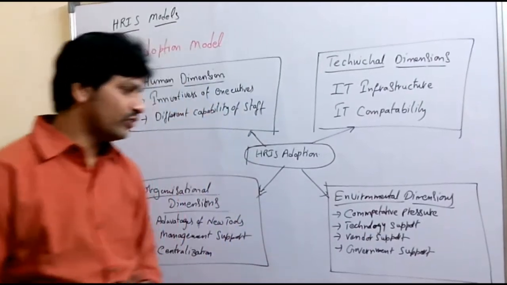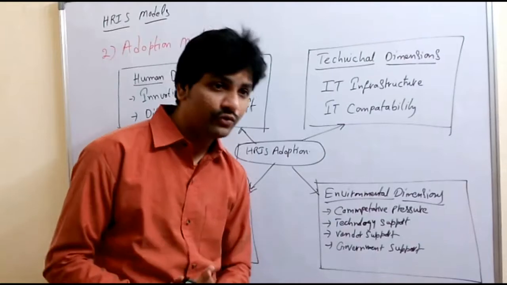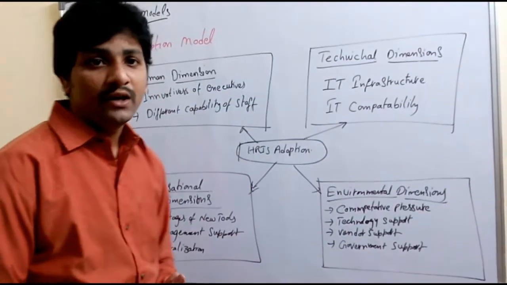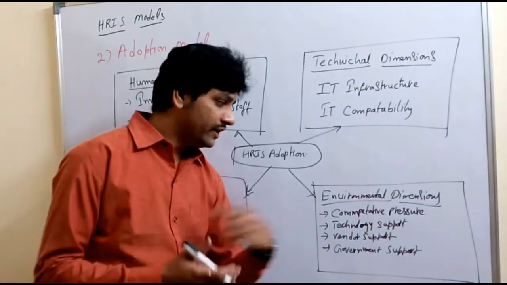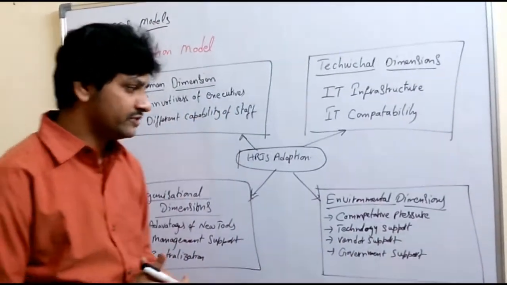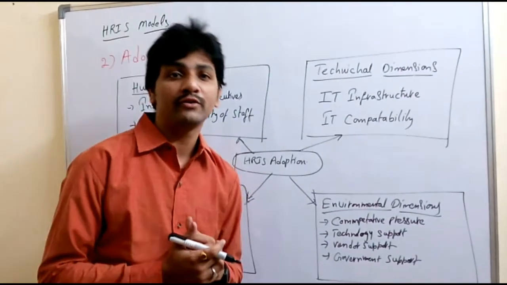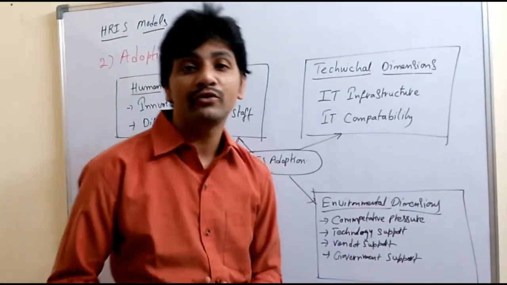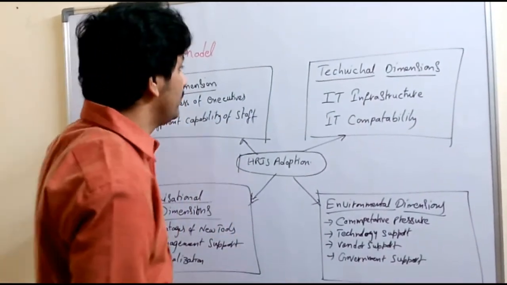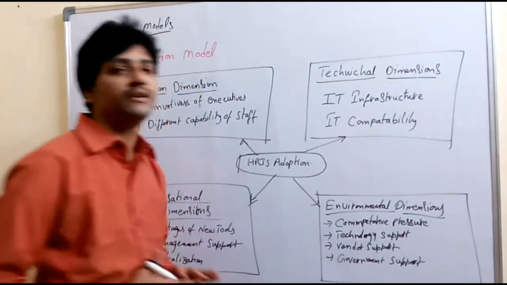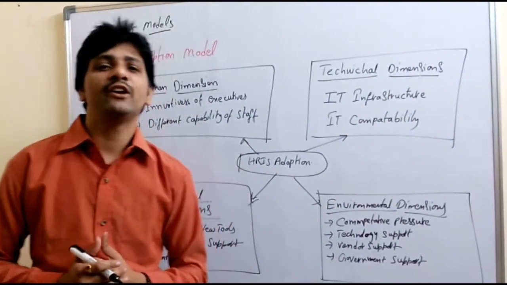Another thing is technology support regarding the environment. Whenever you consider any environment regarding a human resource information system, highly accurate technological support must be there. There must be vendor support, and there must be government support to pass rules and regulations. All these best things are taken and used to create the new HRIS adoption model.